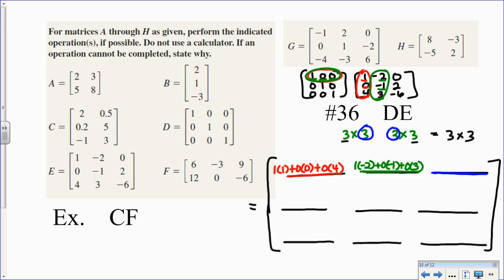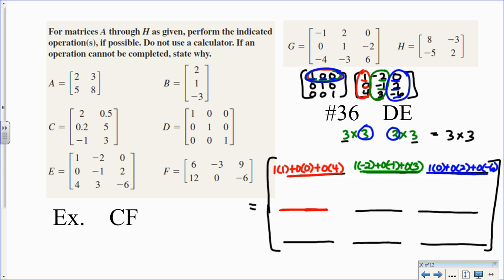Then here, this is first row, third column. So first row, third column. So 1 times 0 plus 0 times 2 plus 0 times negative 6. Then I'm back to the first column.